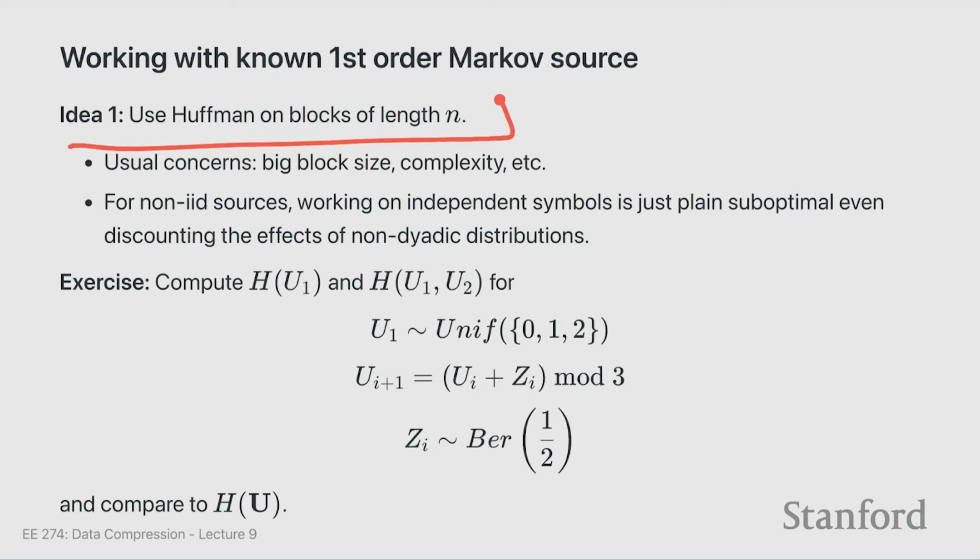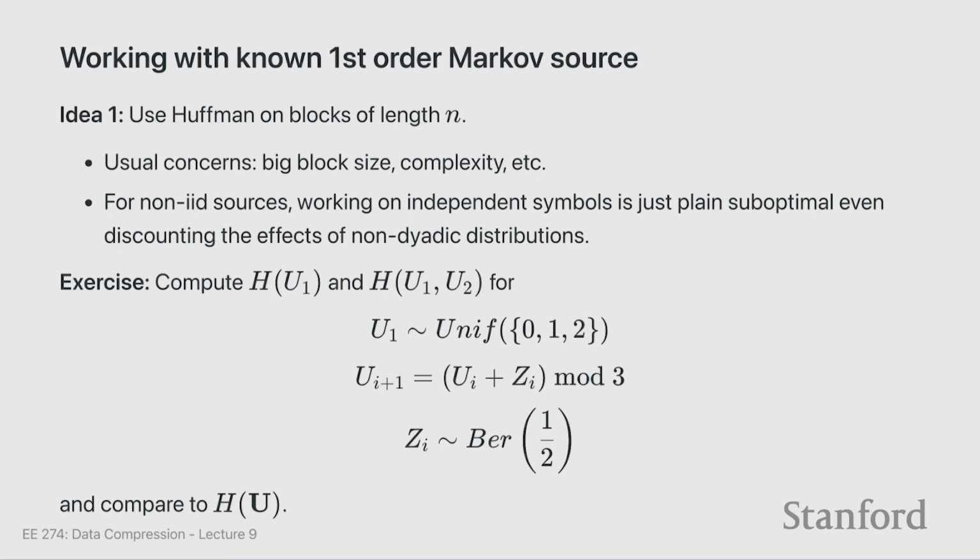So the first one, which is block coding, is you can just do Huffman on blocks of length n, and then you make n bigger and bigger, and it will achieve the entropy rate. But it doesn't work very well. First of all, you can't make the block size too big, right? The complexity issues we talked about last time.